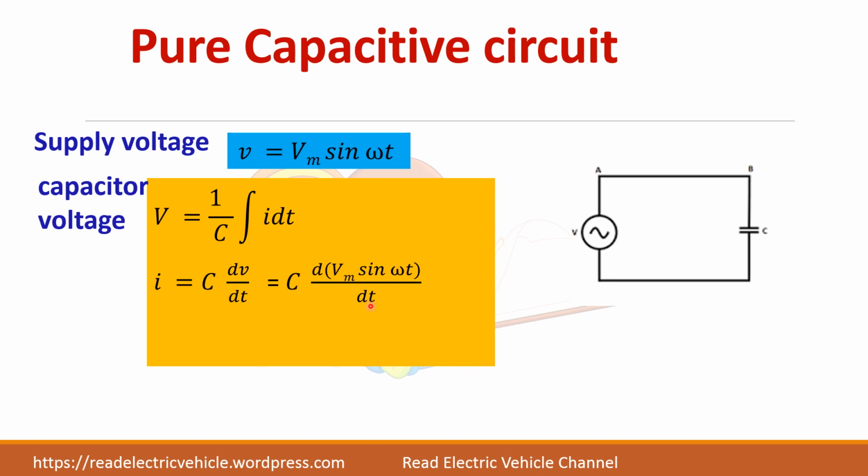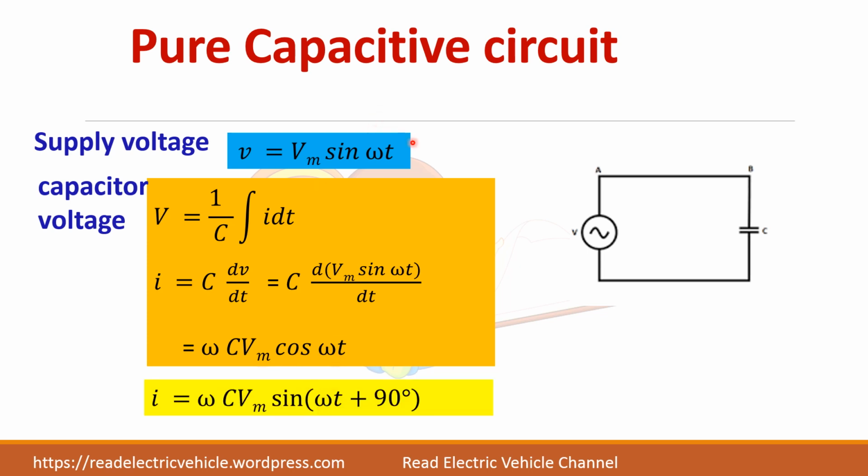So here you have only dt, not d omega t. So differentiation of sin omega t is omega into cos omega t. So omega C and Vm cos omega t. So V equation is here, I equation is here. So let us convert this cos omega t into sin omega t form so that I can compare these two easily. So I is equal to omega C Vm sin(omega t plus 90 degree).